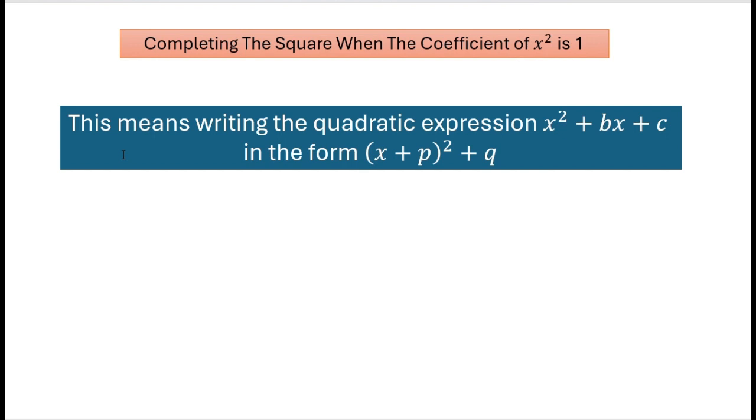When the coefficient of x squared is 1, completing the square means writing the quadratic expression x squared plus bx plus c in the form (x plus p) squared plus q.